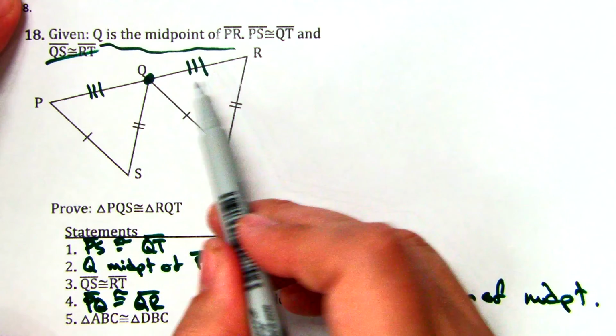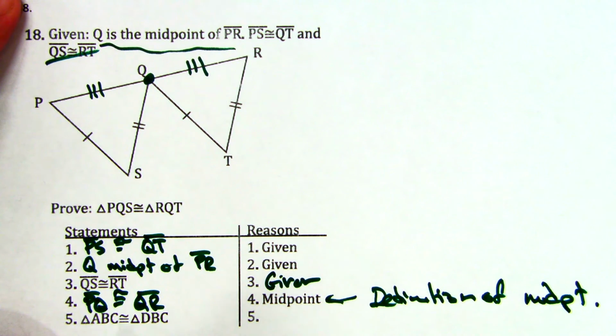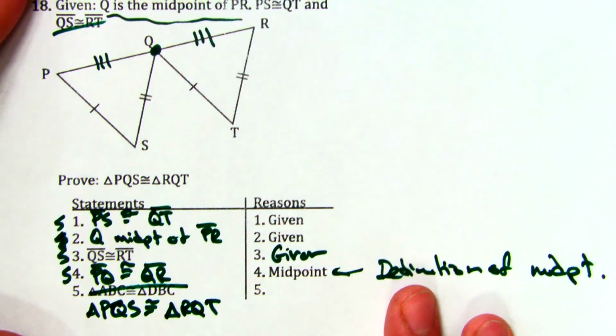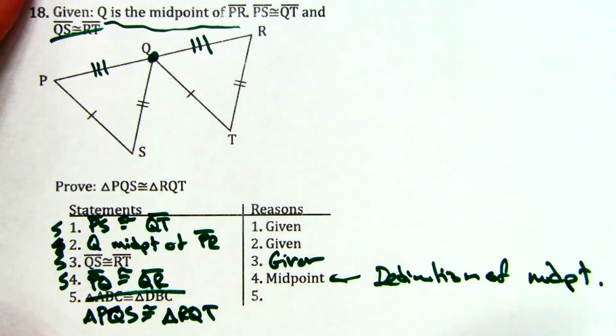Right? PQ, QR. And then from that, we've got our side. We've got a side here, and we've got a side here. Side, side, side. So triangle PQS is congruent to triangle RQT. Yeah, that's a little mistake in the printed letters, not my mistake, just for the record. And what's our theorem that we're going to use to show that those two triangles are congruent? S, S, S. All right, that's it.